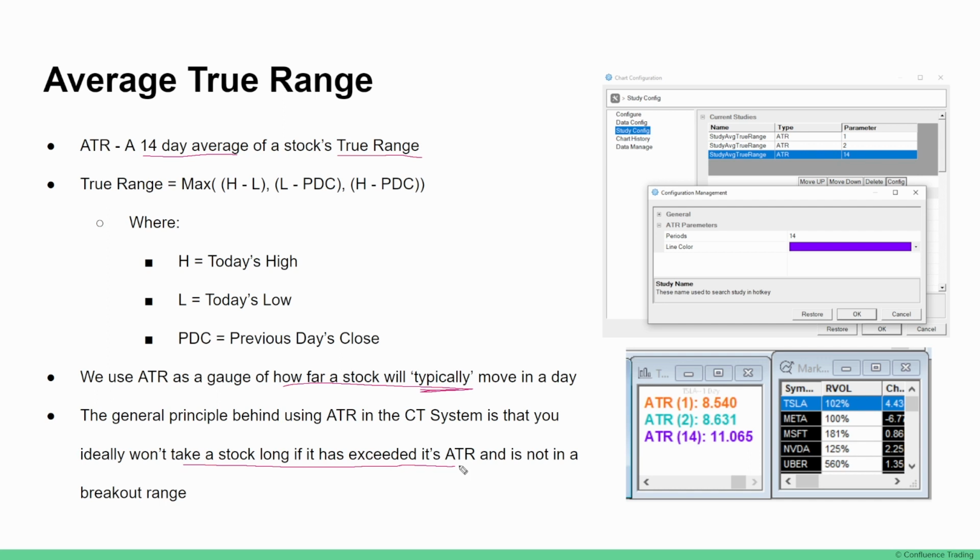So it might chop around, it might move sideways, it might go back down, but generally speaking, unless you have a really good reason to believe that it's a breakout day for that stock, you'll try to avoid trading at the extreme ranges of the ATR.